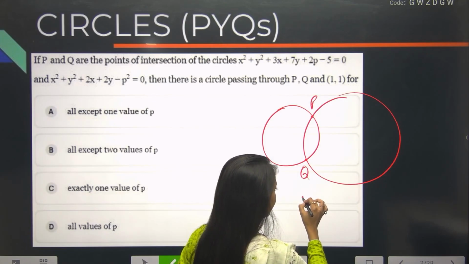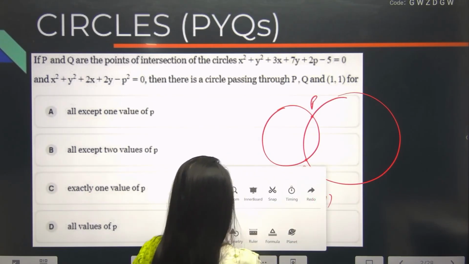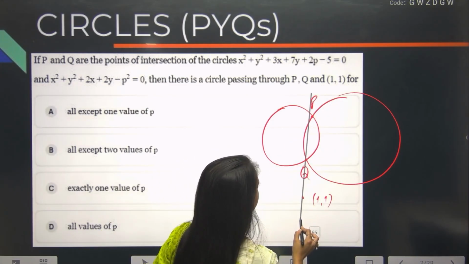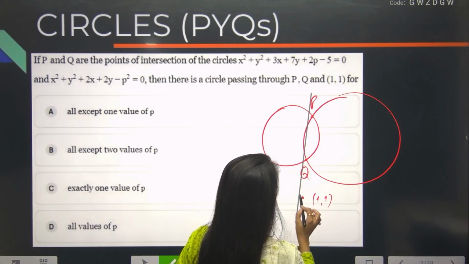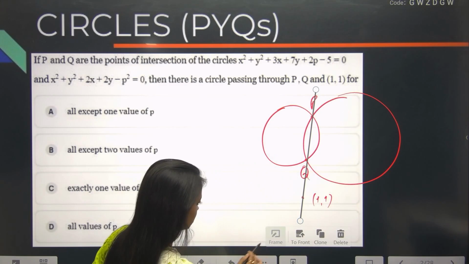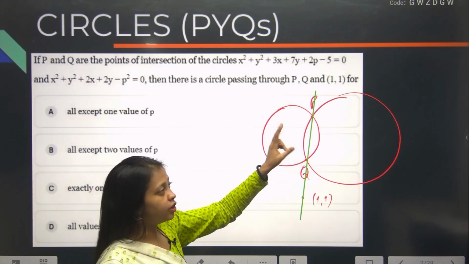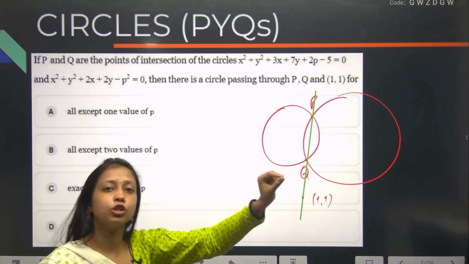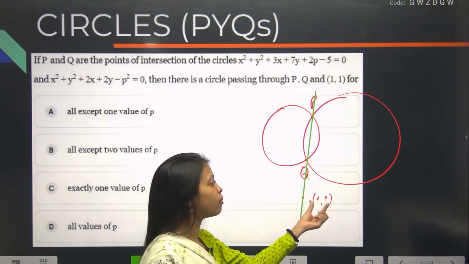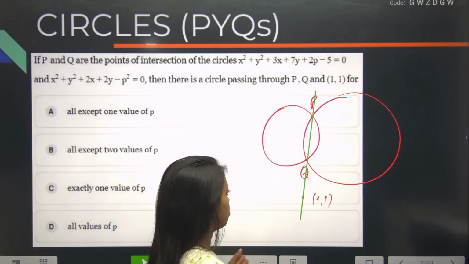So if I take (1, 1) such that this is making a line like this, like this, in this scenario there will not be any circle possible passing through P, Q and (1, 1). So what is the condition of (1, 1) to be collinear with P and Q? Let's find out that condition.